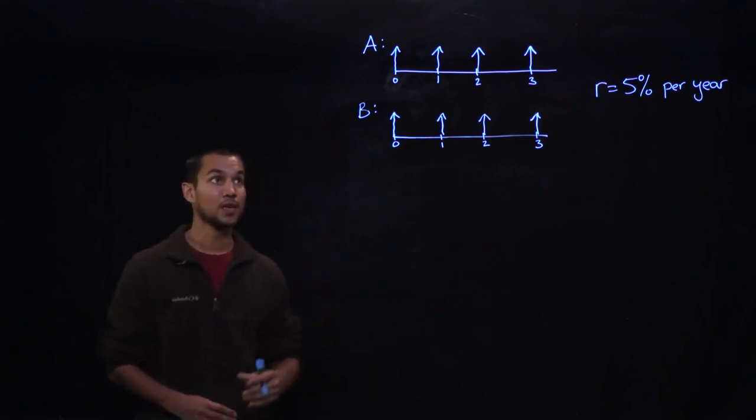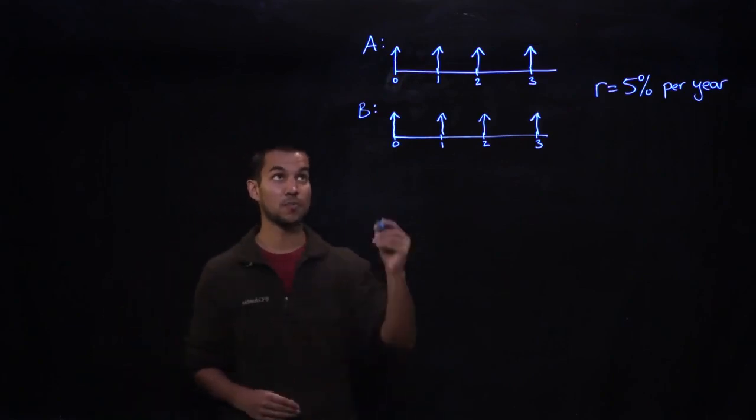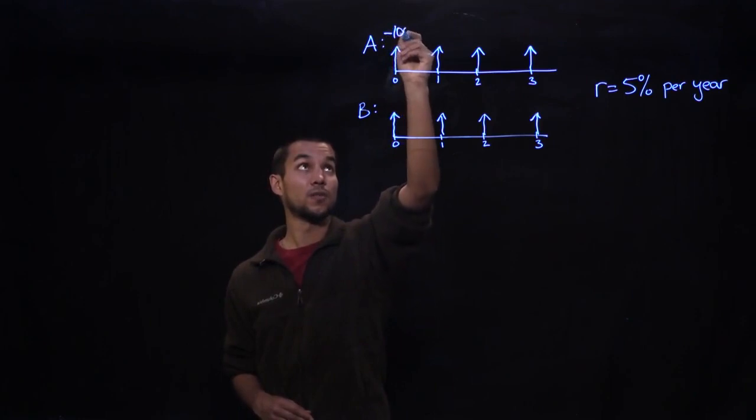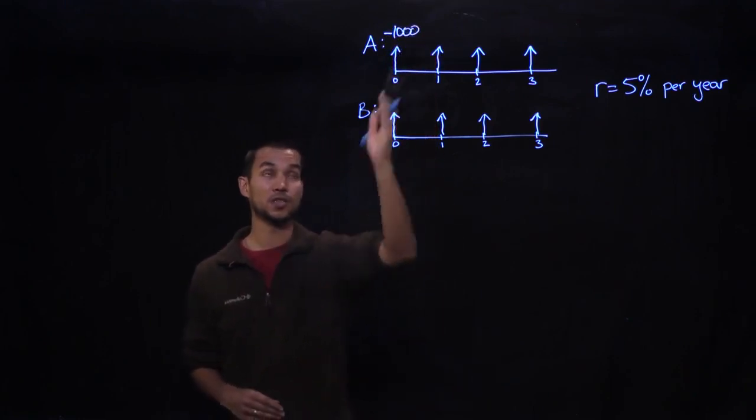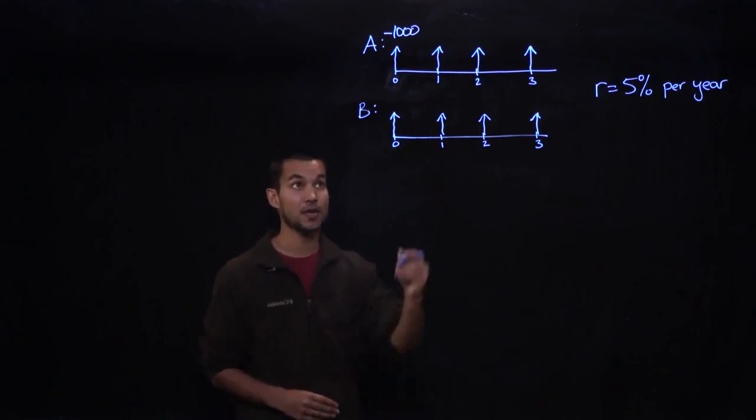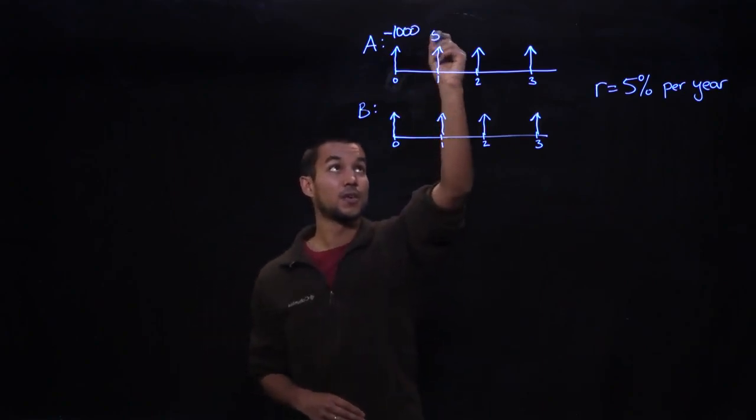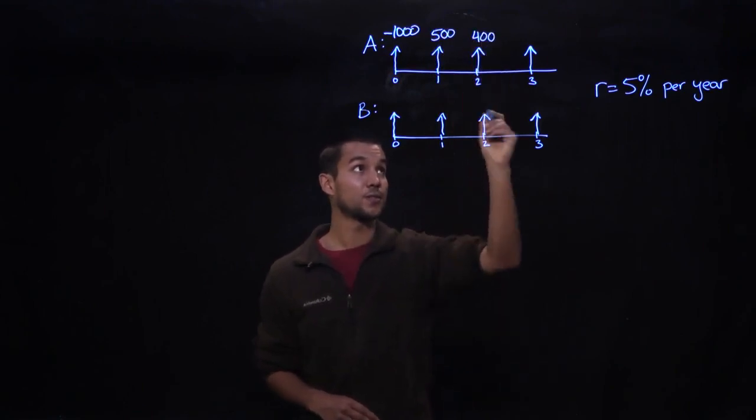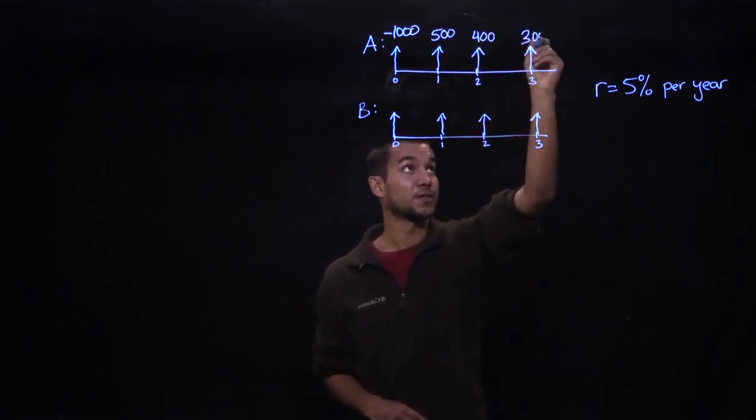And so the first thing we want to do when we get a question like this is to draw a timeline. So strategy A is going to require a $1 billion investment up front, minus $1 billion. And so my units are in millions of dollars. And it's going to generate $500 million in year 1, $400 million in year 2, and $300 million in year 3.